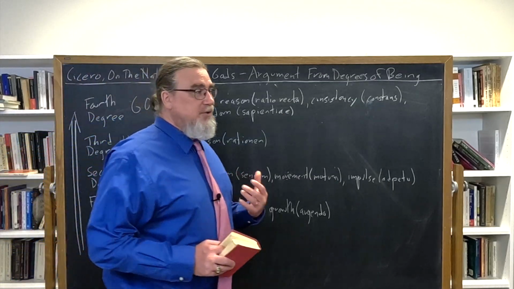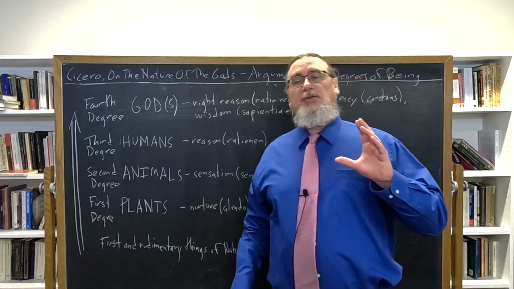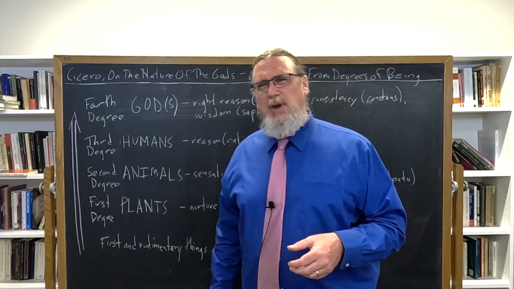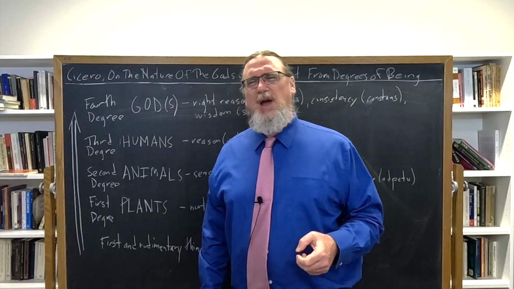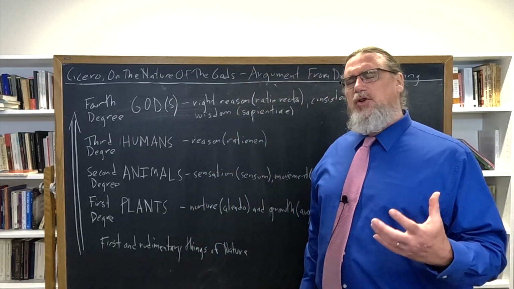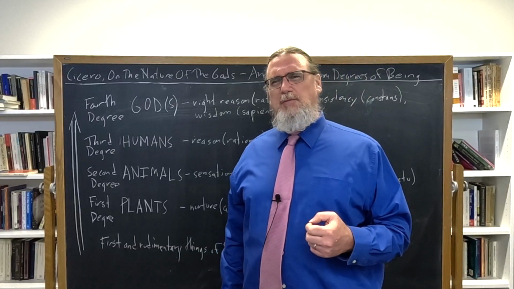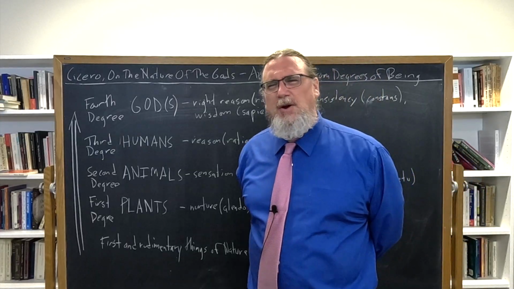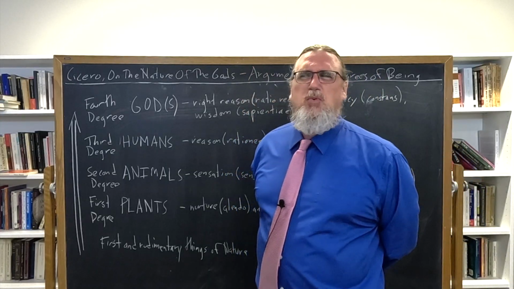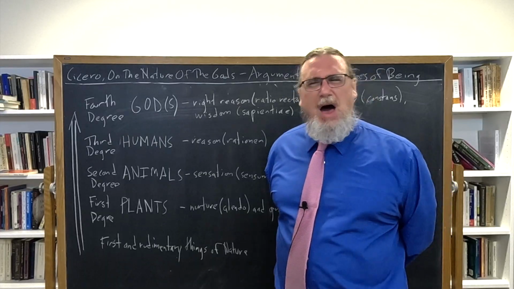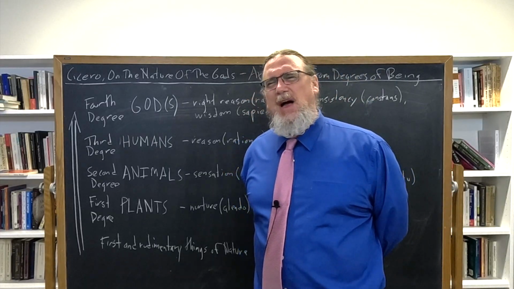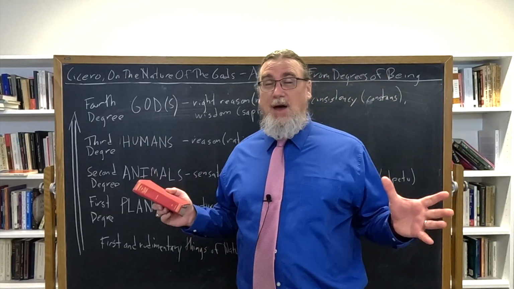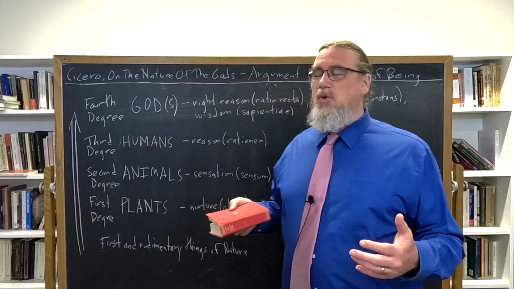In Book 2 of Cicero's On the Nature of the Gods, we are going to see Balbus making a fairly extended argument for the existence of God or gods that we can call an argument from the degrees of being. So there's a metaphysics that is assumed here that's at work, one that probably modern and late modern philosophers are a little bit less receptive to, but was very common in the ancient world.